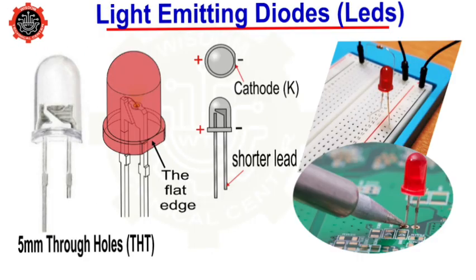I be very convinced say una go recognize this type of LED. Na a 5mm through holes type. But you don't ever notice say one side get a flat edge. This type of LED be perfect for learning electronics because you fit insert them in a portable breadboard, and it be very easier for soldered onto a circuit printed board.